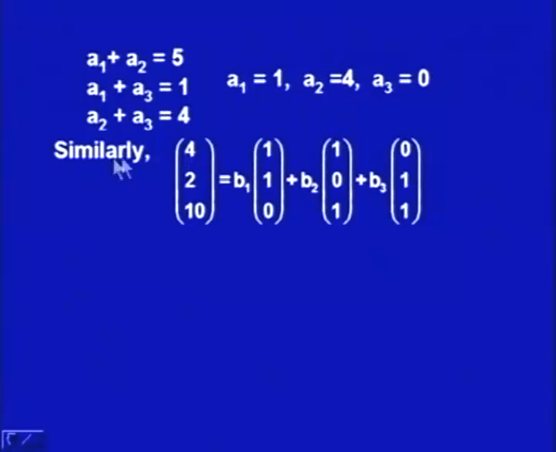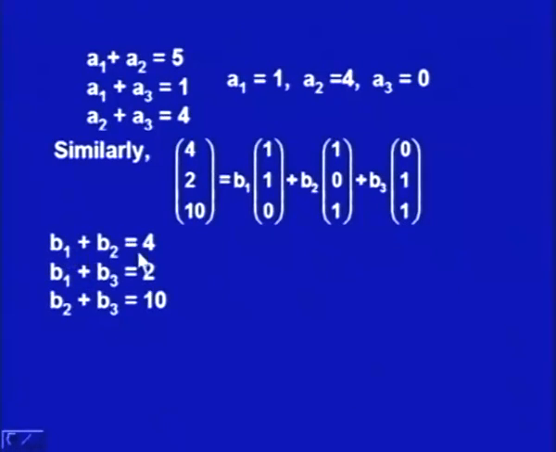So, for the second, (4, 2, 10), we express it as B1 (1, 1, 0) plus B2 (1, 0, 1) plus B3 (0, 1, 1). It is a linear combination of basis vectors, and again we have three equations: 4 is equal to B1 plus B2, 2 is equal to B1 plus B3, and 10 is equal to B2 plus B3. These three equations are solved simultaneously and the solution comes out to be B1 is equal to minus 2, B2 is equal to 6, B3 is equal to 4.